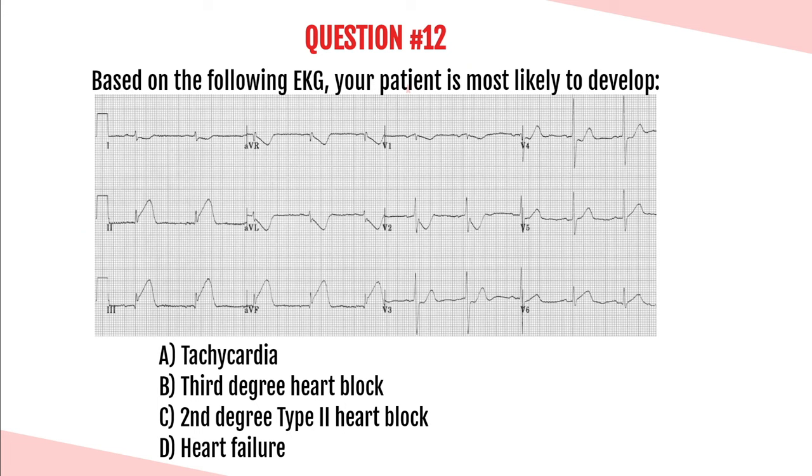Question number 12. Based on the following EKG, your patient is most likely to develop A, tachycardia, B, third degree heart block, C, second degree type 2 heart block, or D, heart failure. The answer here is B, third degree heart block. So what kind of MI are we looking at here? This is indeed an inferior wall MI, and patients with inferior wall MIs are at risk for developing third degree heart block.